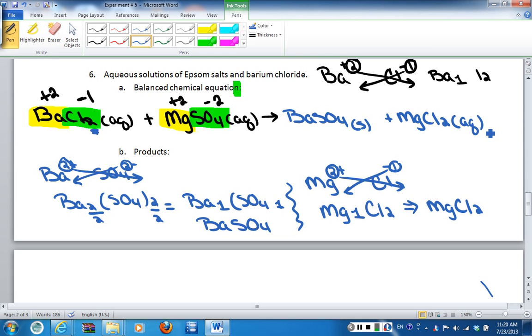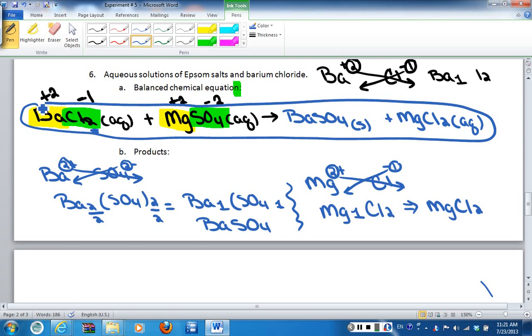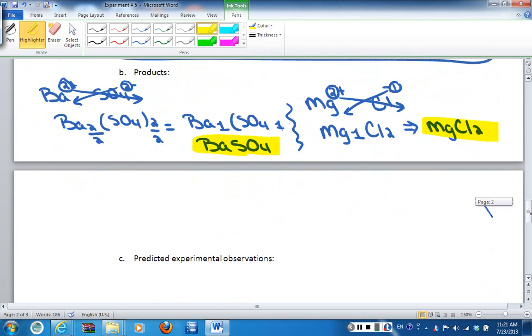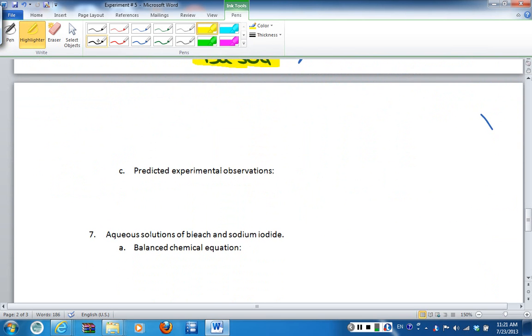So the last thing that we have to do is to make sure that everything is balanced by mass, and we see that all of the elements are balanced by mass, so we have our balanced chemical equation. We have our two products, the solid barium sulfate and the aqueous magnesium chloride. Now, in terms of predicting experimental observations, we know that we're going to see a precipitate of barium sulfate. So we will see this fall out of solution as a solid for this particular reaction.